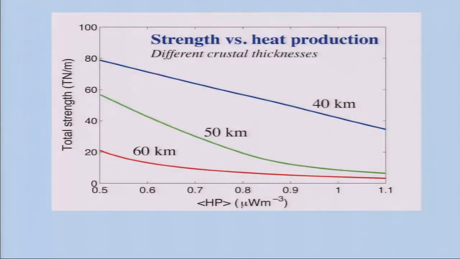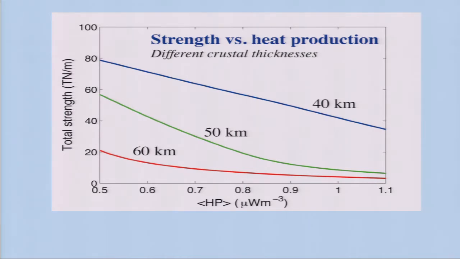Other basic things about strengths. We were talking about strength. Does it matter, these crustal profiles, these temperatures? So here I've taken, again, these are global things. So if we want to go into the details, that's a problem. Total strength in teranewtons per meter. Teranewtons is 10 to the 12 newtons per meter.